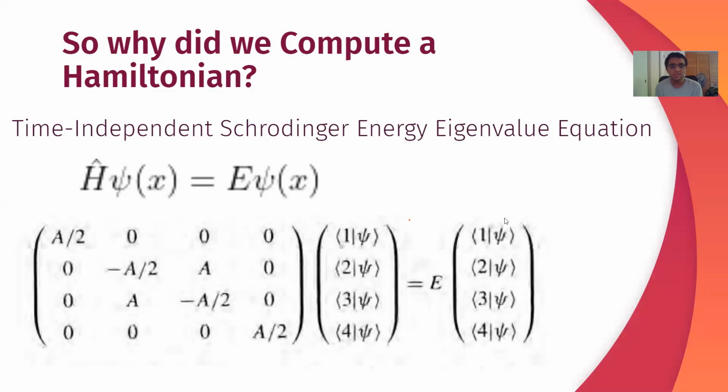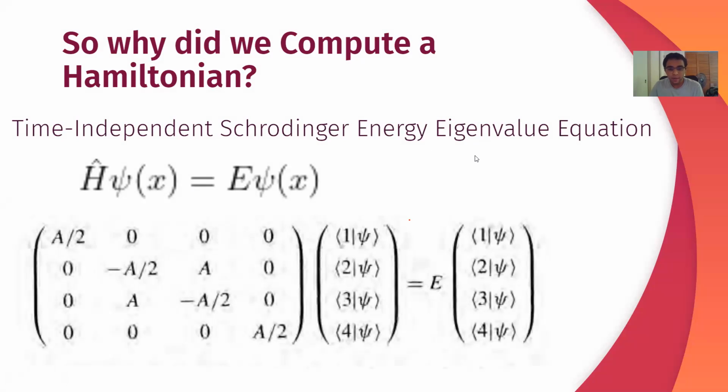And we mentioned that we were doing this to plug it into our time-independent Schrodinger energy eigenvalue equation. Here you have the Hamiltonian matrix on the left. And here you can see how we're expressing our eigenfunction in terms of different basis states, 1, 2, 3, and 4 that we had from before. And we also have this energy eigenvalue.